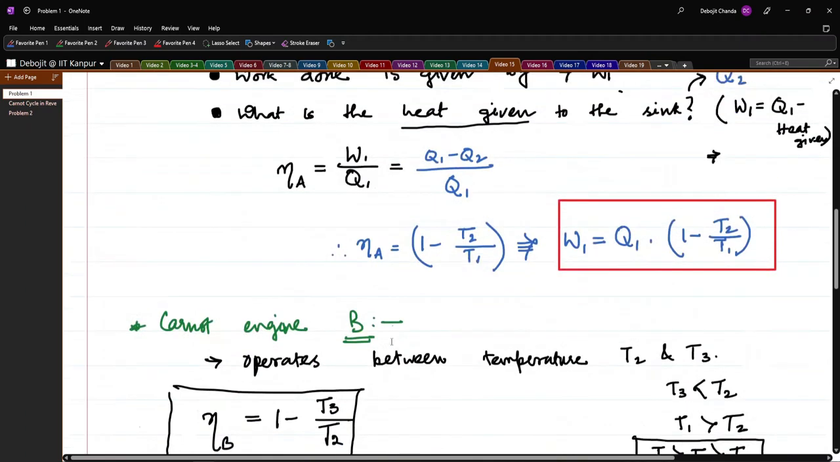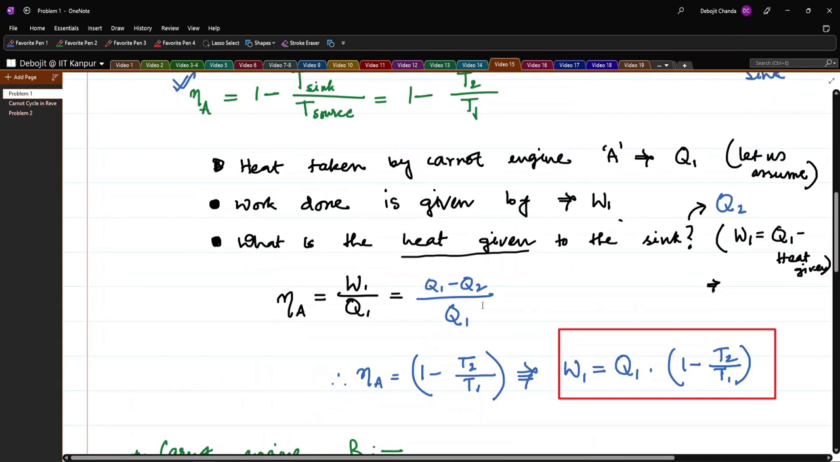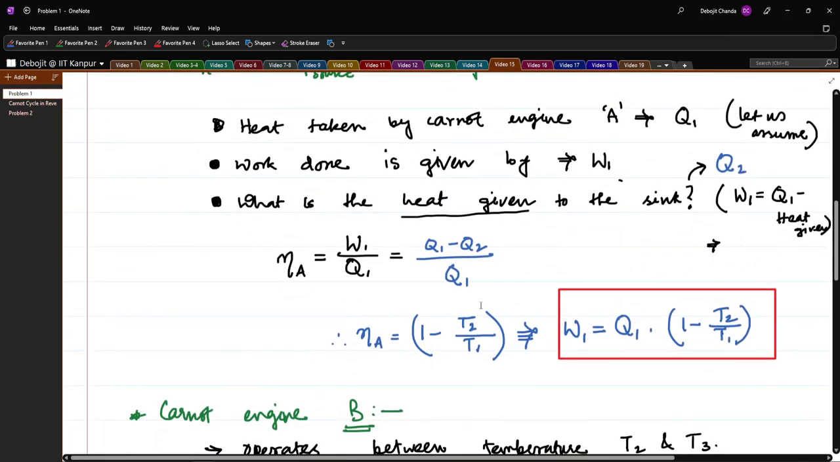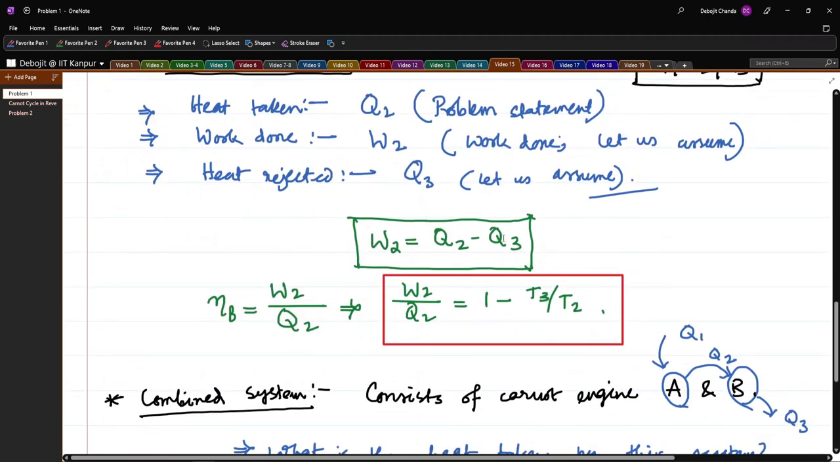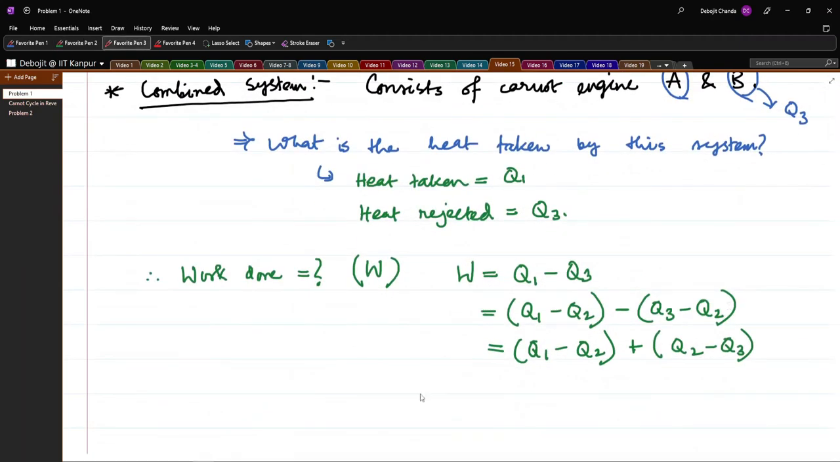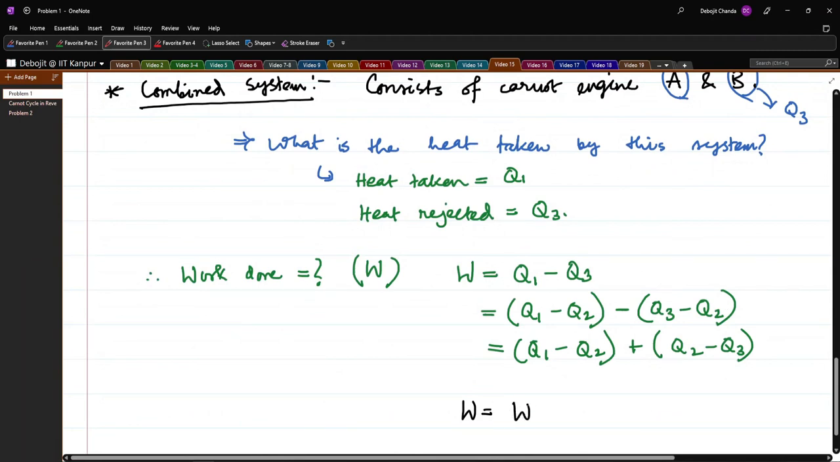Now if we look into the work done by Carnot engine A and Carnot engine B, we'll see that for Carnot engine A, the work done W1 is Q1 minus heat rejected, that is Q1 minus Q2. And for Carnot engine B, the work done W2 is given by Q2 minus Q3. So in this formula, we can identify the first term in the parenthesis as W1, and the second term as W2.